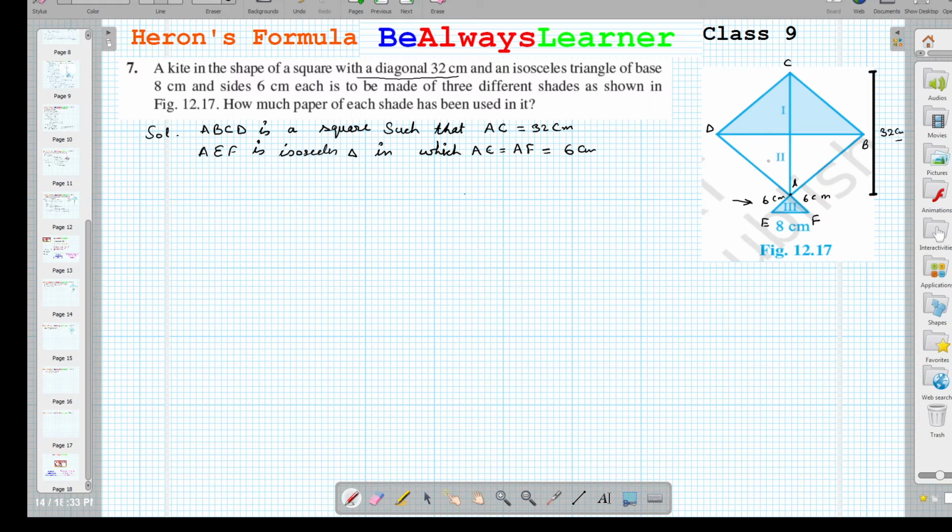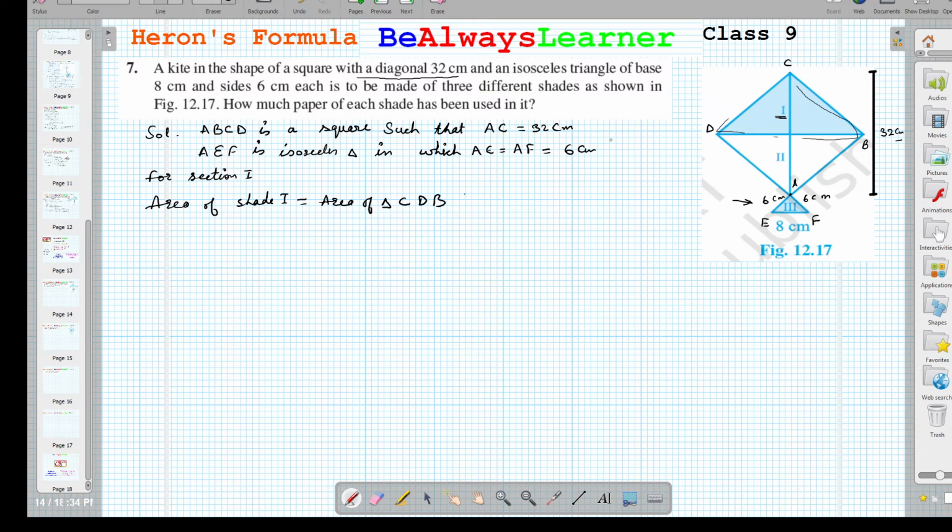Now अब हम फर्स्ट सेक्शन की तरफ देखेंगे. So for section 1 we can find the area of shade 1, that is equal to area of triangle CDB, means we are talking about this triangle.